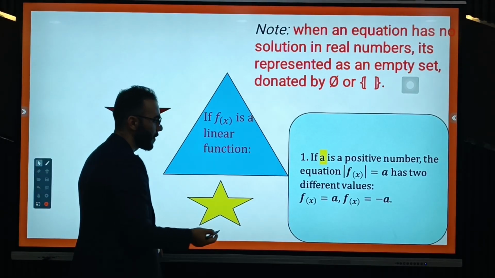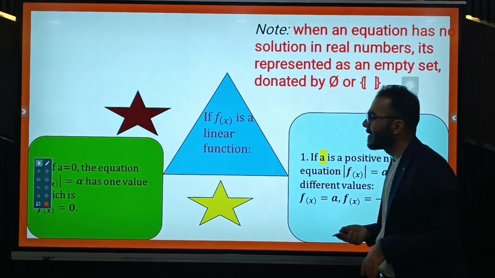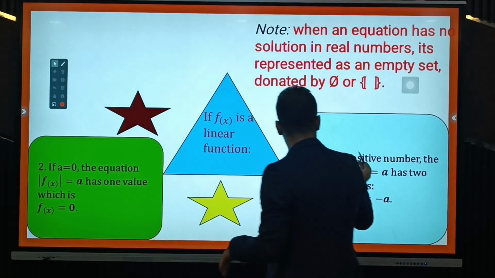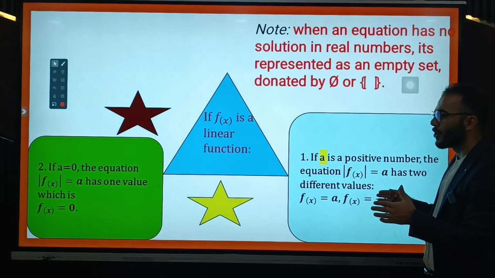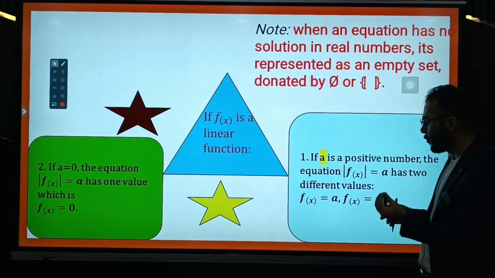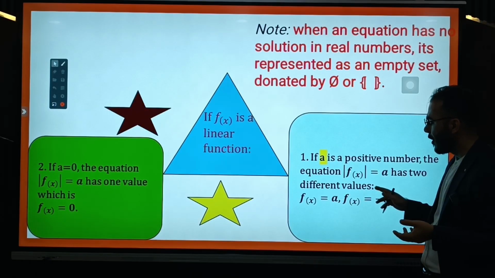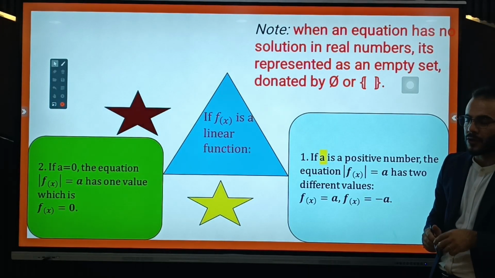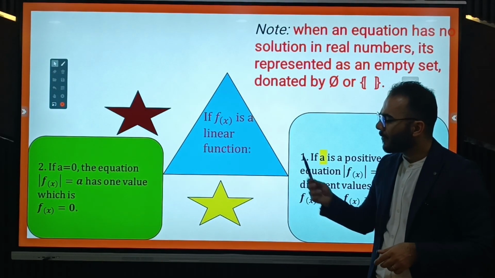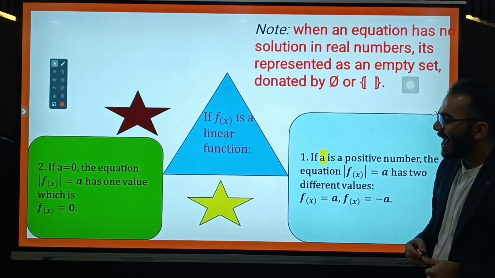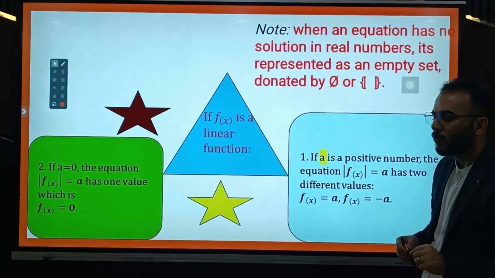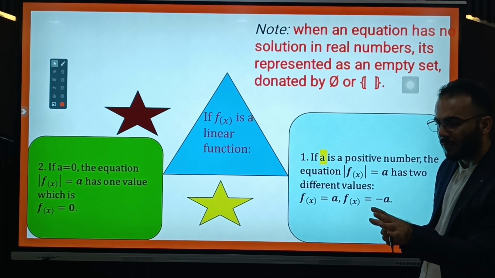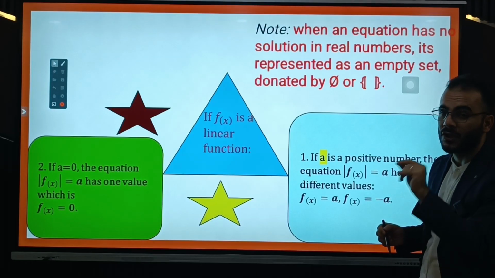The next thing we will talk about in the next slide, with different examples. The next situation is if a is 0. In the first one we said if a is positive, the equation is going to have two different solutions, one positive, one negative. What if the result is equal to 0? How many solutions are we going to have? The equation absolute value of f of x equals a has only one solution, which we find by setting the inside of the absolute value equal to 0.